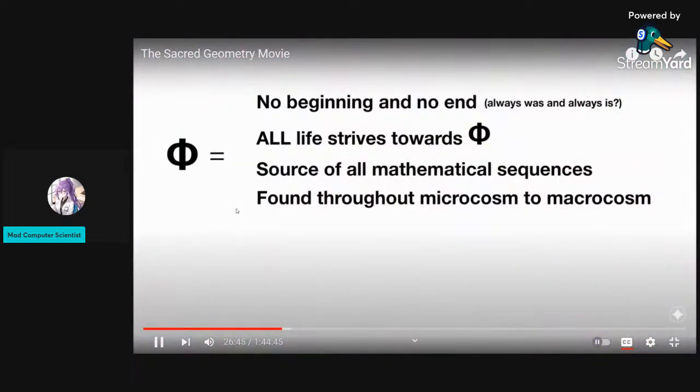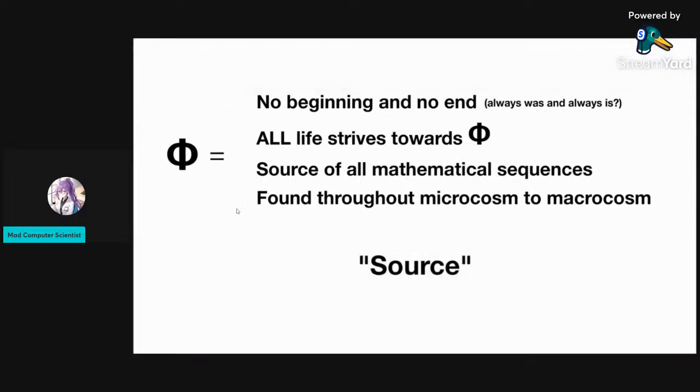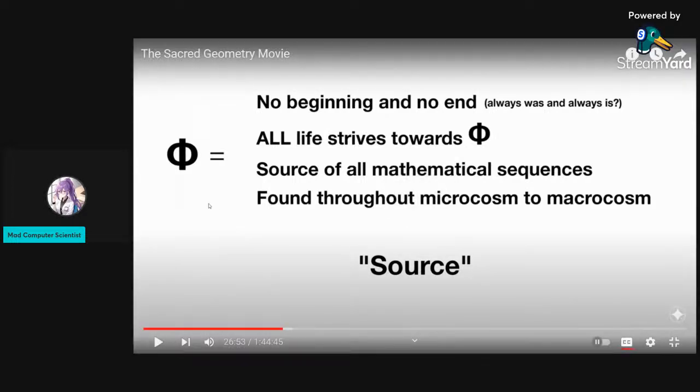Don't forget that this sequence is an intimate part of nature itself. I'm going to call it source. It is the source of all mathematical sequences, and all life in existence grows based on phi. I would like a source for you claiming it's the source of all mathematical sequences. I mean, after all, mathematical sequences are just things we come up with. The source, if there is one, is the human mind.